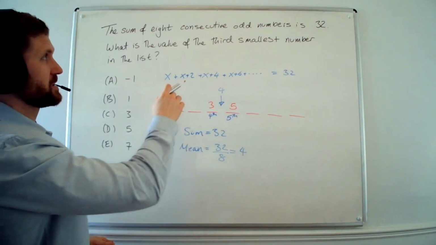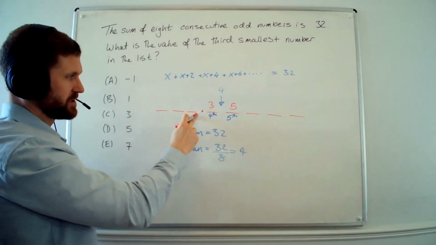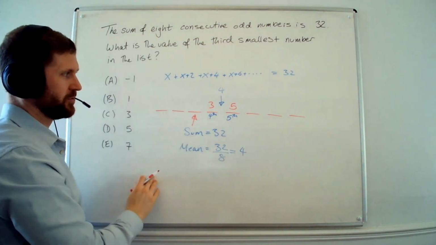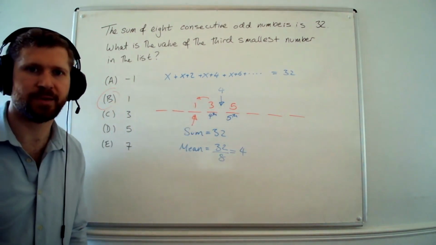Now, the question's asking me, what is the third smallest number? So there's the smallest one, second smallest, third smallest. This is the number I'm looking for. So I just take 2 away from the 3, and I've got the 1.